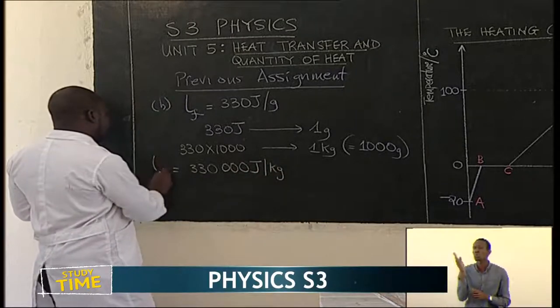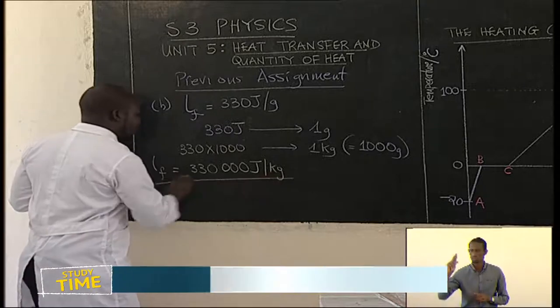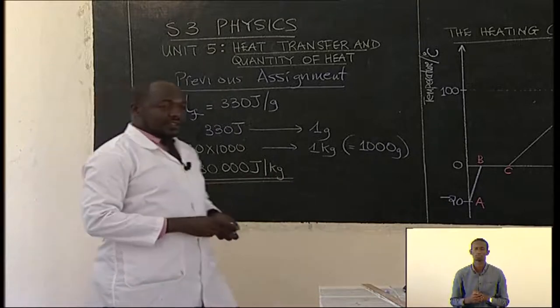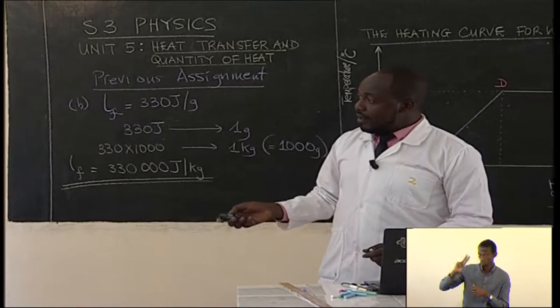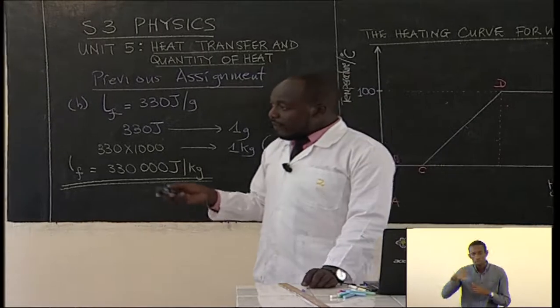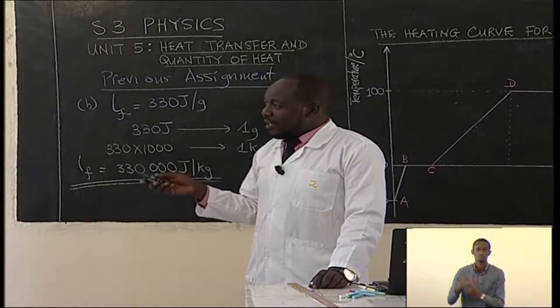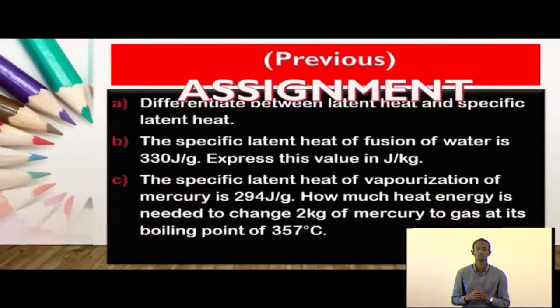And that is going to be the specific latent heat of fusion of ice. So that should answer part B, okay? Let's go to the next one. Part C, the specific latent heat of vaporization of mercury, okay? So specific latent heat of vaporization.